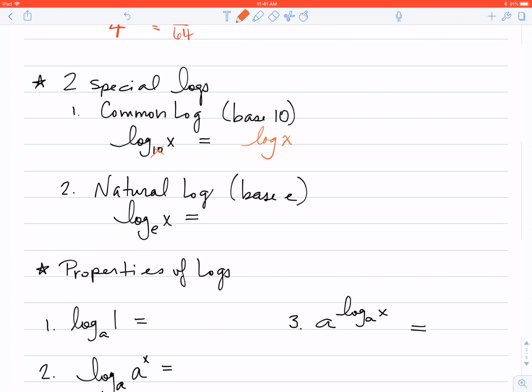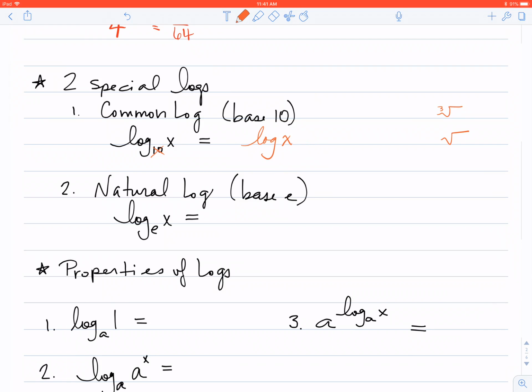Think about the difference between a cubed root and a square root. How do you know that this is a square root? Well, there's a lack of a 2 there. It's the same concept over here. The lack of a base tells you it's an automatic base 10.